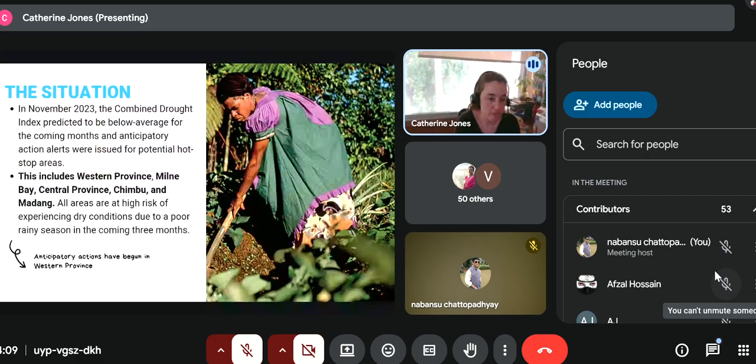And so we, based on this information, and unfortunately we didn't have a lot of funding. We only had pilot finance to really move this forward. So we focused on Western Province, where we know we could do some tangible action ahead of the forecasted agricultural drought.